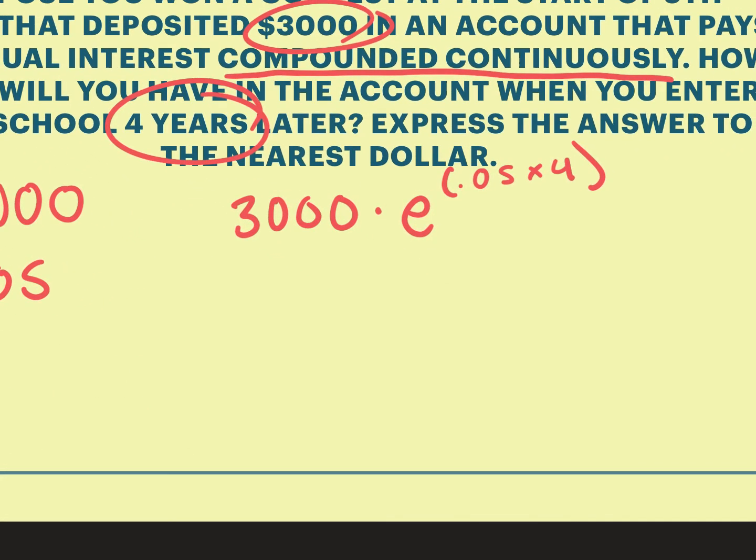So once I wrote everything down and plugged everything in, now I put it in the calculator. What do I put in the calculator first? Multiply the exponent. So I put 0.05 times 4. Everything else can stay the same. 0.05 times 4 is 0.2.